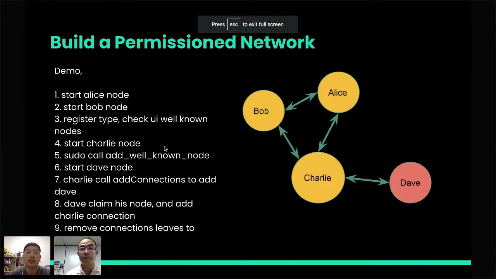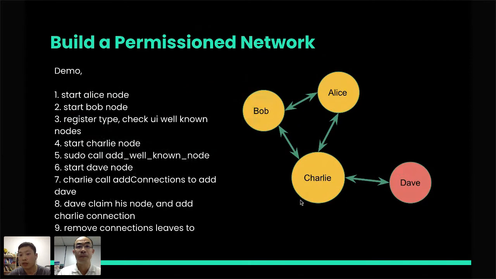Next, let's see a quick demo about how to set up 4 nodes to form a permissioned network. There are next steps. I will go through one by one. So basically, we will set up 4 nodes: Alice, Bob, Charlie, and Dave. The first 3 are well-known nodes, which are allowed to connect with each other. Another one is Dave, who is only allowed to connect with Charlie. Both Dave and Charlie need to configure an additional connection to each other.